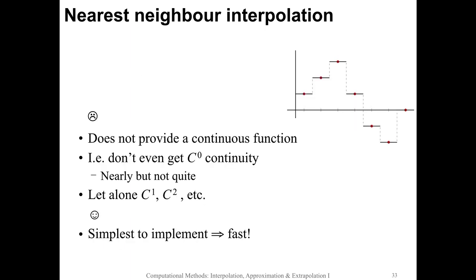So as I've just said, we don't even get a continuous function when we do nearest neighbour interpolation. It's almost continuous, it's just not quite continuous, because there are these jumps at the halfway points between knots, which we see here with the dashed lines. But it's very easy to implement, and it's very fast.